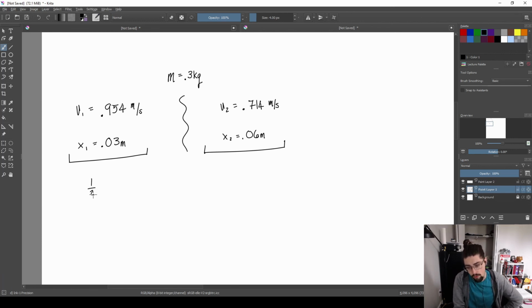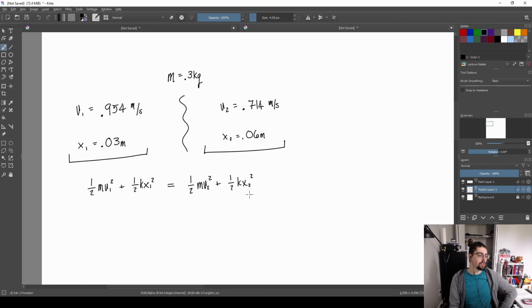1/2 m v1 squared plus 1/2 k x1 squared. That should be equal to my energy in state 2: 1/2 m v2 squared plus 1/2 k x2 squared.